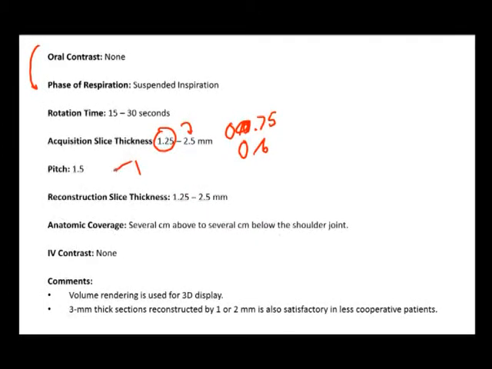Pitch yet again is 1.5, and we're going to recon in the small slice thicknesses as well, utilizing 1.25 if at all possible. 2.5 would actually be sufficient for this, because once you've acquired the data, you can always go back. If this is too large of a slice thickness, you can always go back and minimize it to a certain degree.